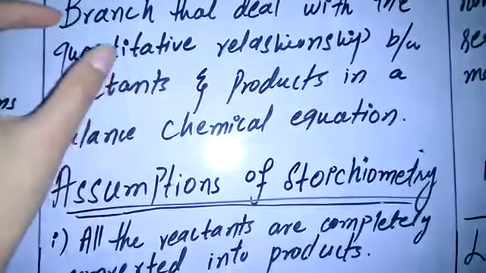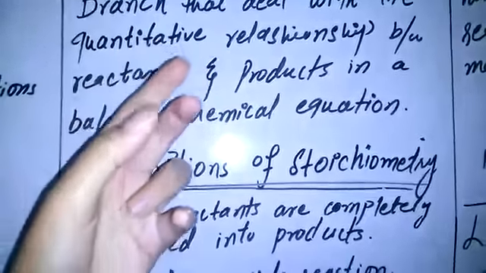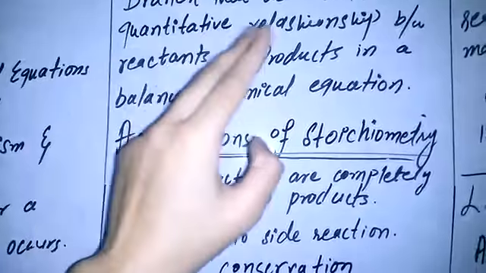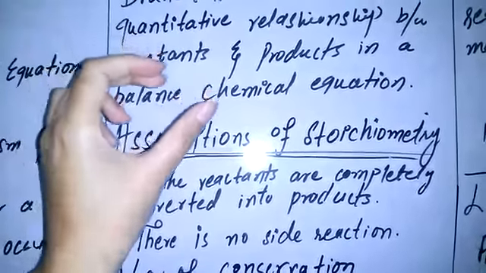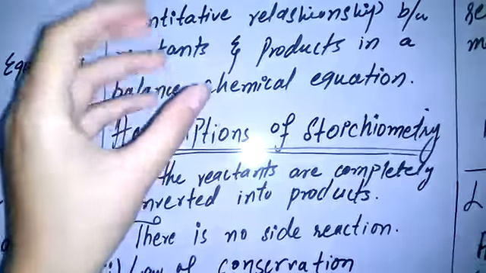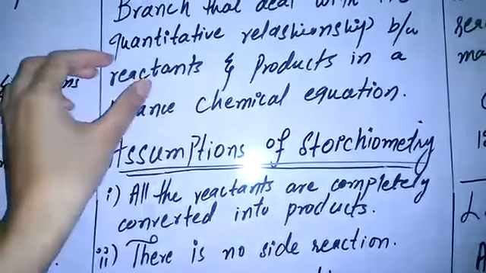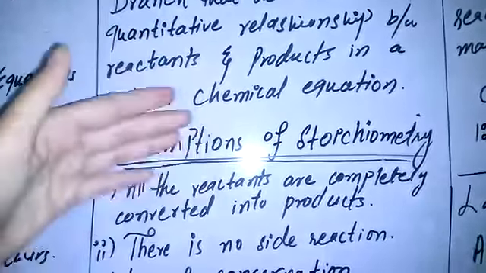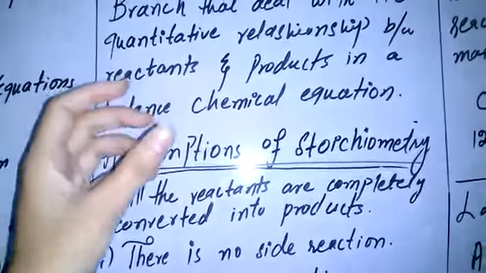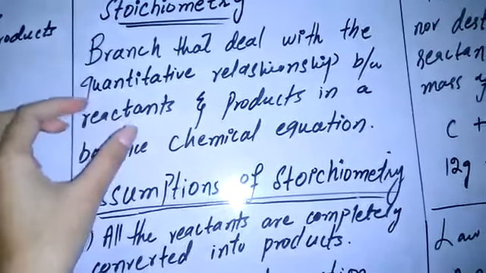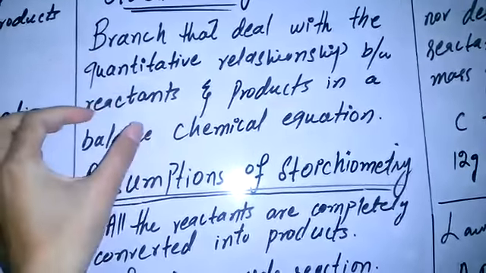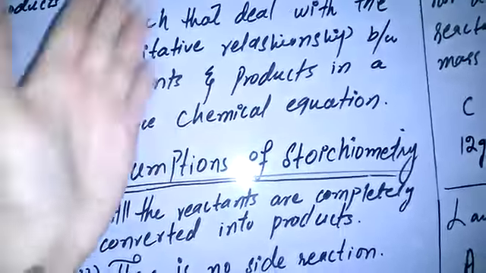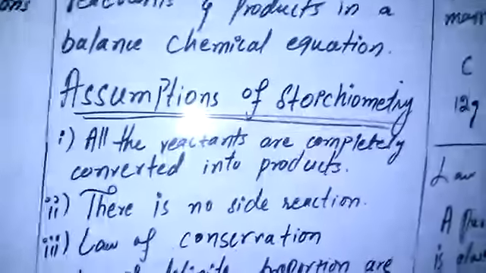Now what is the quantitative relationship? There are two types of relationship. The first one is the qualitative relationship, and the other is the quantitative relationship. In qualitative cases we discuss the composition of a substance, and in a quantitative relation we discuss the quantity of a substance, like 12 gram, 13 gram, 2 mole. In this case we are discussing the quantity, and stoichiometry deals with the quantitative relationship between the reactants and the products. We will clear these points in the next steps.